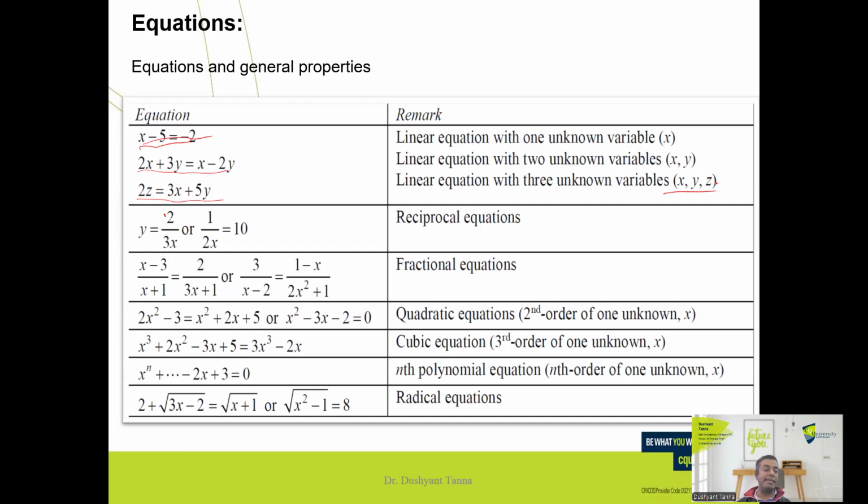From here, what do we mean by linear equation? Any equation where the variable power is 1, right? If they are in reciprocal, we call it a reciprocal equation. Then we got fractions, then any power 2 equation will be called a quadratic equation of one unknown. Then we got cubic. Then we got nth power polynomial of unknown x. And then the square root is called radical equations. So there are some types of equations, and it's expected that we are familiar with them. Okay.